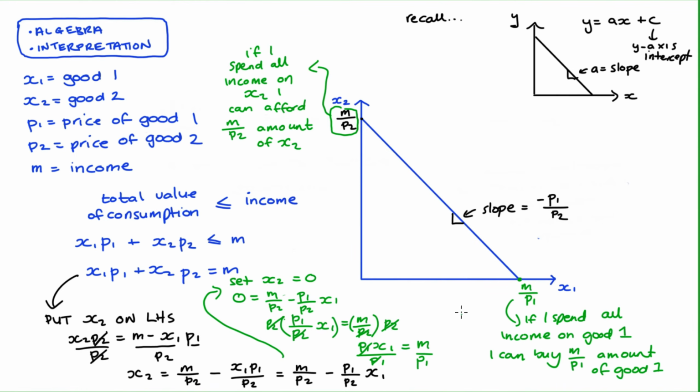And it's worth thinking about a quick demonstration. If the price of good 1 was 10 and the price of good 2 was 5, and my income was 20, then if I spend all of my income on good 1, I could at most buy 20 divided by 10, that's m divided by p1. I could at most buy 2 of good 1, and that's our horizontal axis intercept. If I spent all my money on good 2, my income is 20, each good 2 costs $5, 20 divided by 5 is 4, and that's my vertical axis intercept.